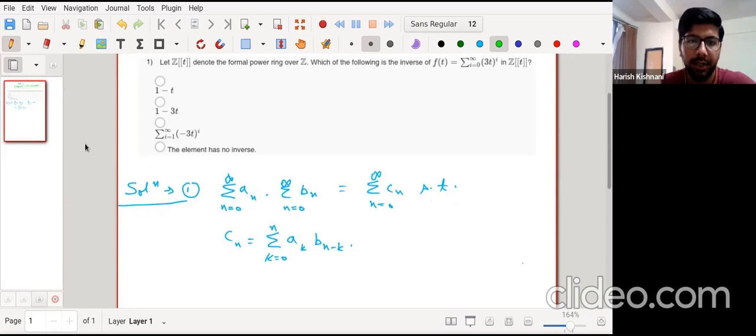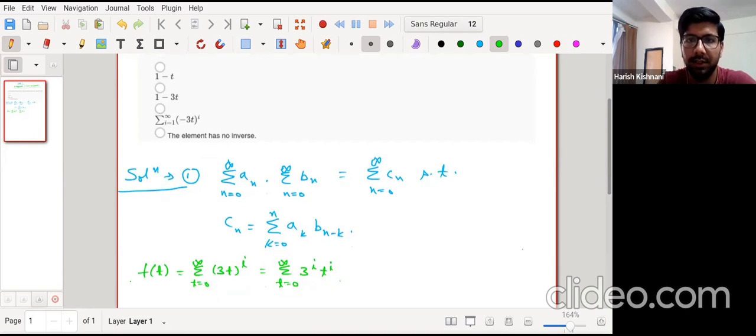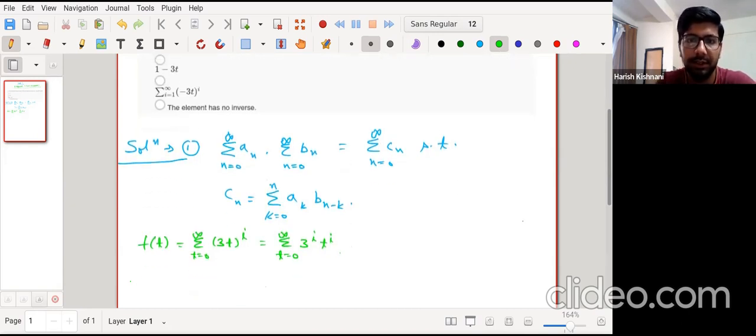Okay. So let me try it on my own. f(t) is given to be the summation of i equal to 0 to infinity of 3t raised to i, which is the same as the sum of 3 raised to i and t raised to i. Okay, so it's a power series with the coefficients in Z, that is, integers.